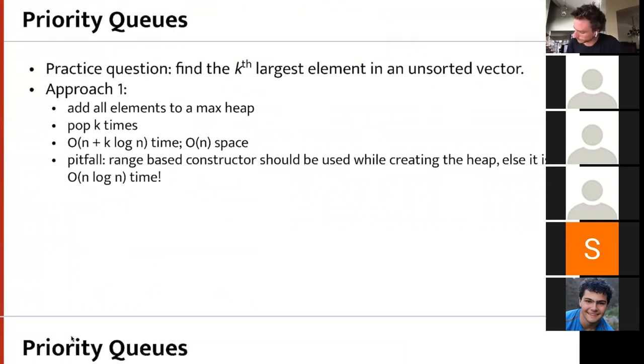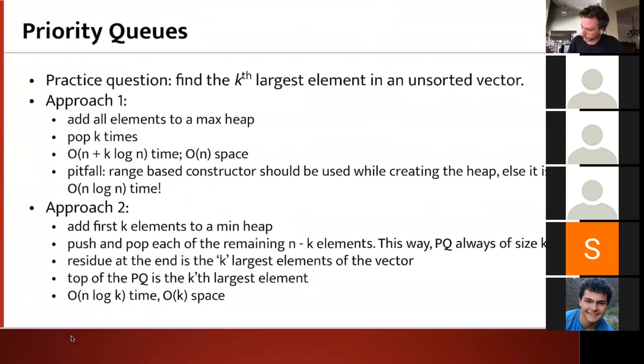Okay, now we can do approach number 2, which is we only add k elements to the heap in the first place, and then we just push and pop each of the remaining n minus k elements, right? So let's say n is 10 and k is 3. You'd add k elements to a heap, and it's important that this is a min heap because we're not interested in keeping around the minimum element. We want to cycle it in and out.